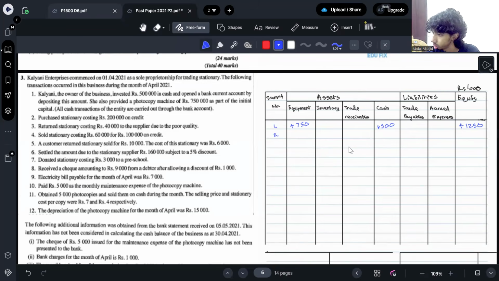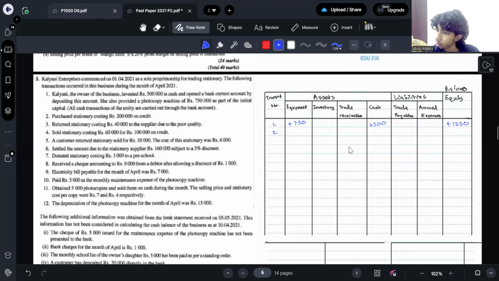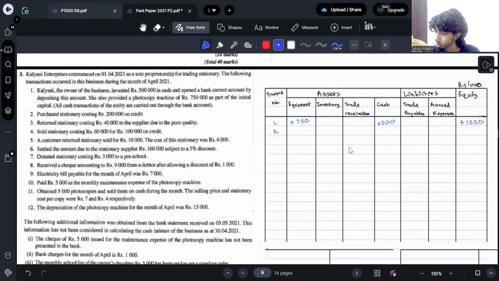Transaction number 2: purchase stationery costing 200,000 on credit. Inventory plus 200, trade payable plus 200. Third one: return stationery costing 40,000 to the supplier due to poor quality. Inventory minus 40, trade payable minus 40.